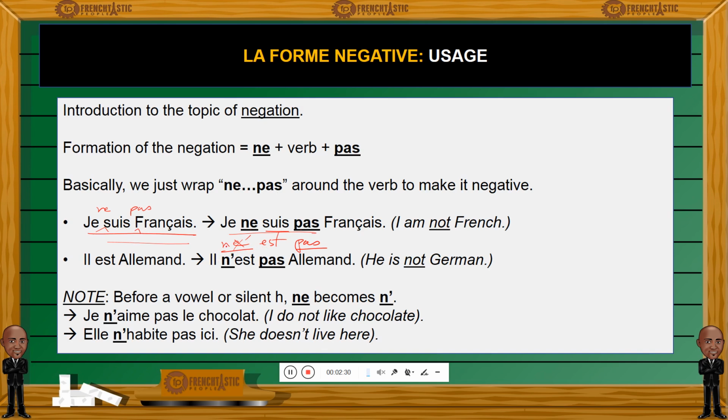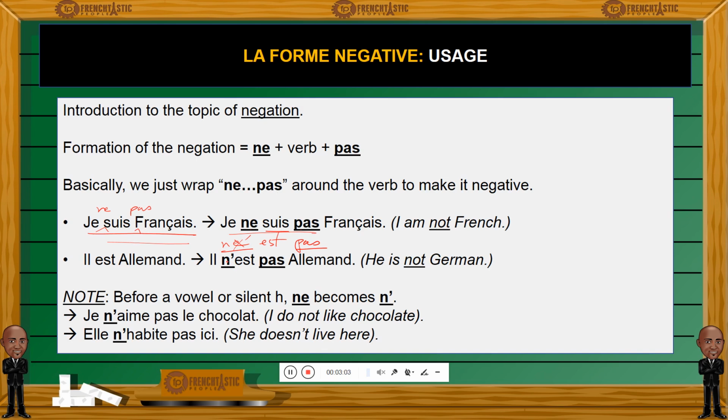The elision in French happens whenever we have two vowels following each other, in this case ne and est, or we have a silent H following the ne. So ne becomes n apostrophe when it precedes a vowel or a silent H. Here we have a vowel, since est starts with an E. You could ask more about it in the French lab and I'll be delighted to give you more examples. But it's quite easy to understand, I think.